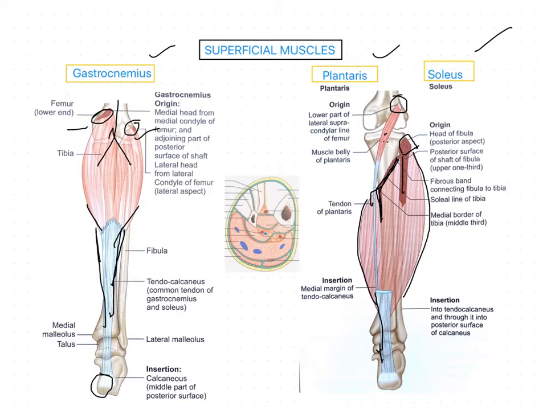And also from a tendinous arch stretching between the tibia and fibula, passing over the posterior tibial vessels and nerves. So these are the main origins of the soleus muscle. This muscle is inserted through the tendo calcaneus into the middle of the posterior surface of the calcaneum.